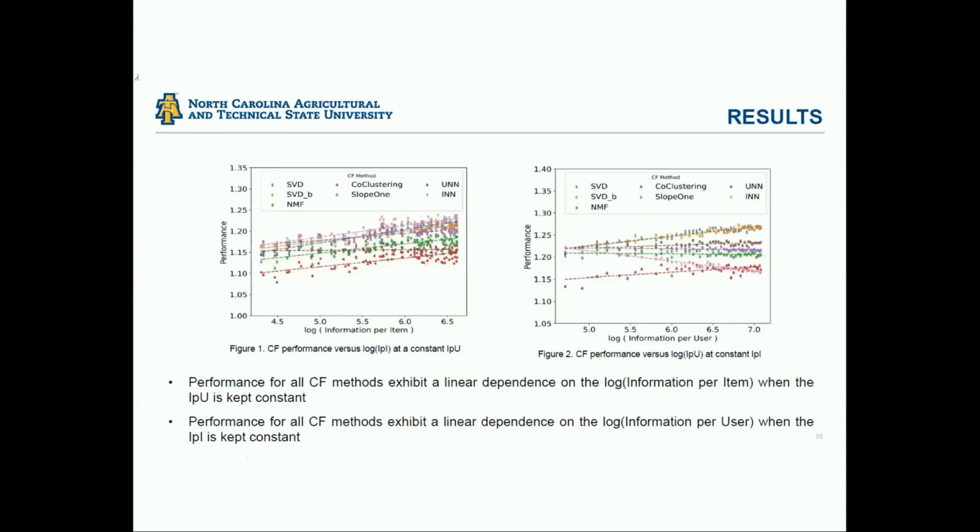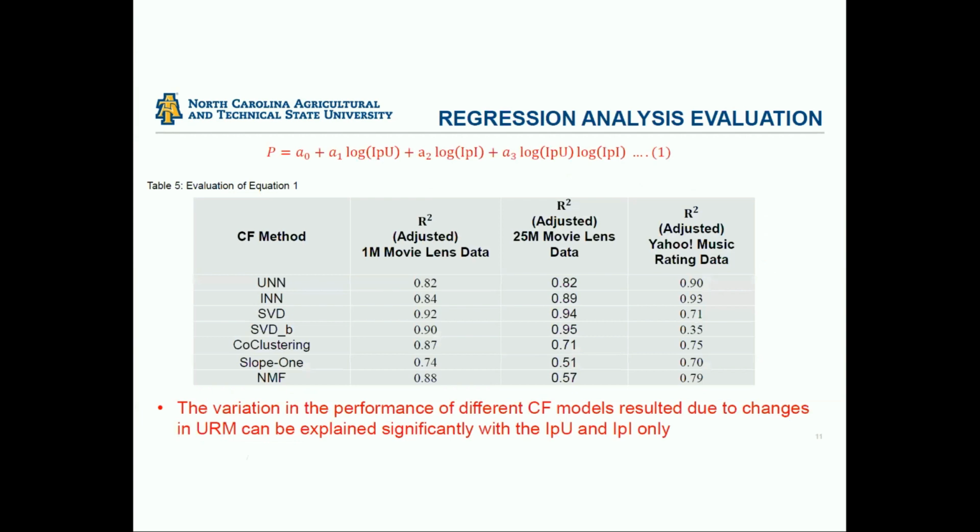So first, we did multiple experiments with different rating data characteristics, but eventually we were able to find that when we hold information per user, or number of ratings per user, constant, the change in the performance is linear in information per item. The scale is different, but the nature for each of the collaborative filtering algorithms is linear. The same thing happens when we hold information per item constant and change the information per user: the change in the performance is linear. Based on this, we performed regression analysis, and based on the adjusted R-squared, we are able to explain a significant amount of the variation in the performance of each of the algorithms using this equation.